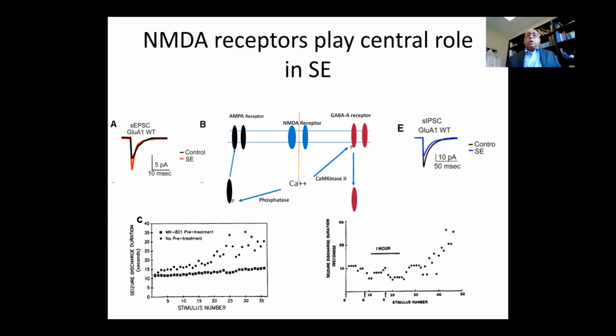So in the future, we plan to test whether ketamine added to one of the second-line agents, levetiracetam, would be more effective than levetiracetam alone in the treatment of established status epilepticus. This would be suggested by experimental animals.